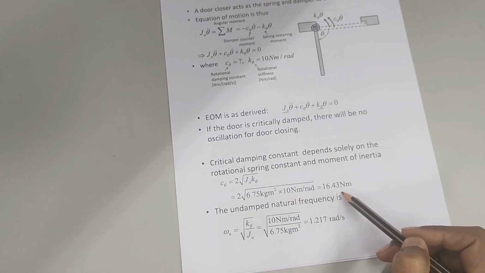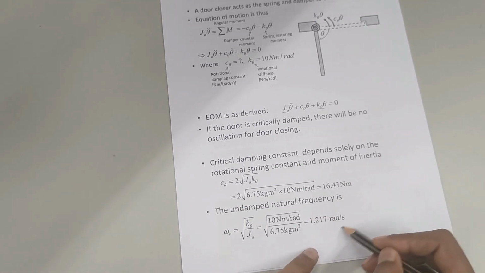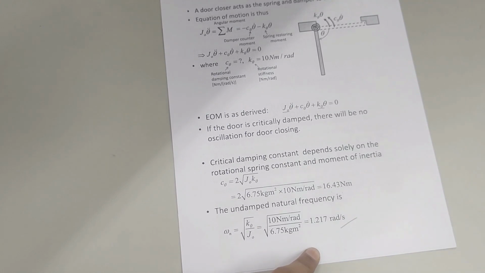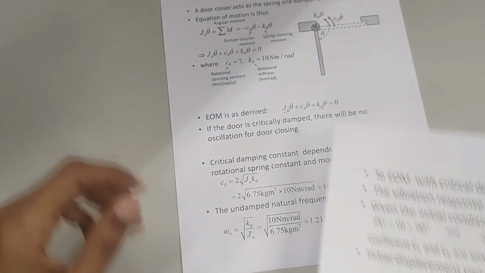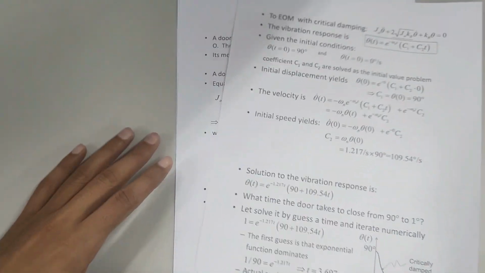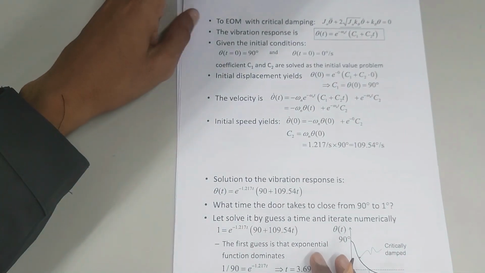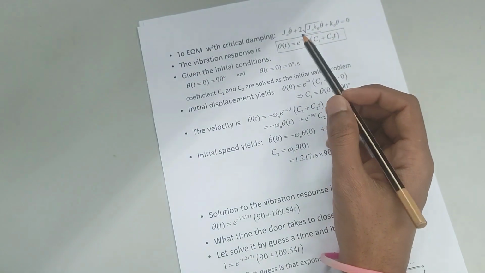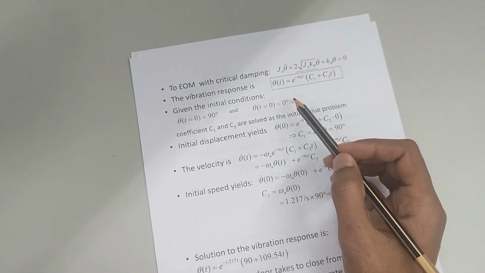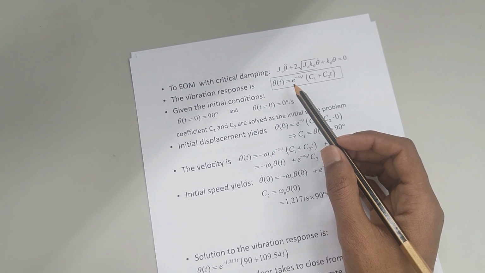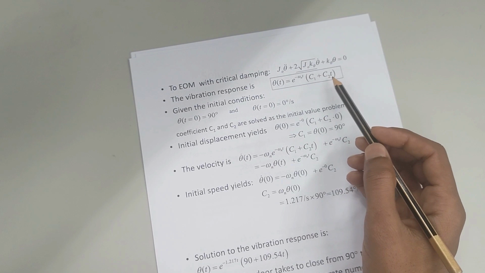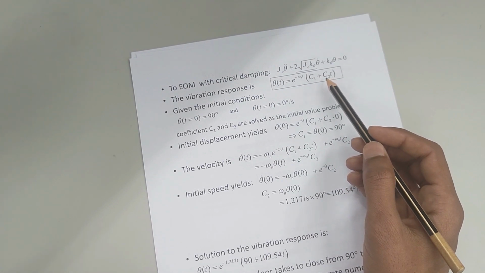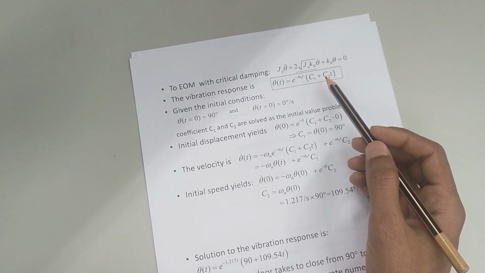For the undamped natural frequency, omega n is equal to root of k theta by J0. So we will get the natural frequency also. Now if you put all the values in the equation of motion with the critical damping, the solution of the vibration will be theta t is equal to e to the power minus omega n t (c1 plus c2 t). So c1 and c2 are constants that we have to find out from the boundary conditions.